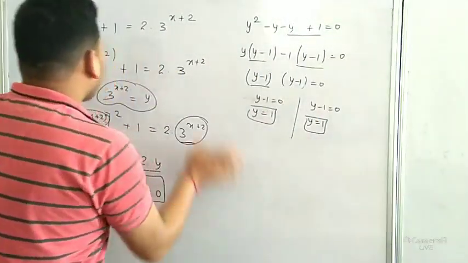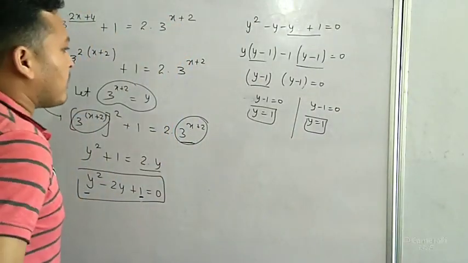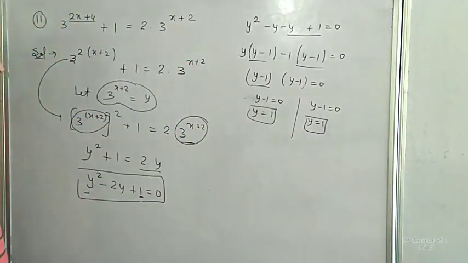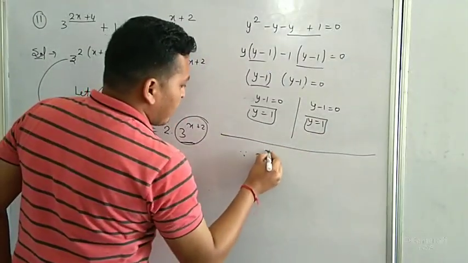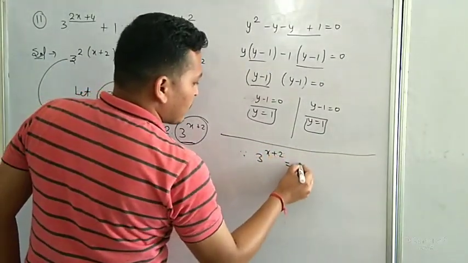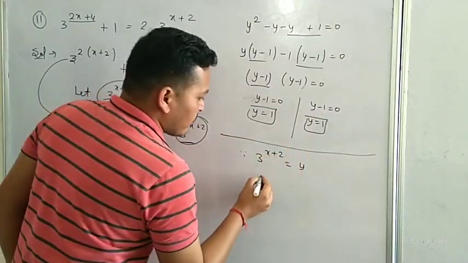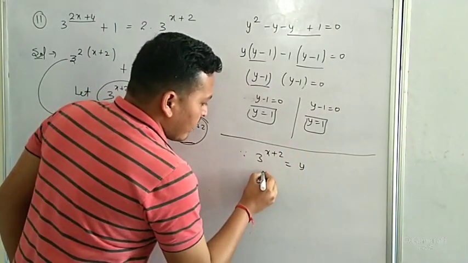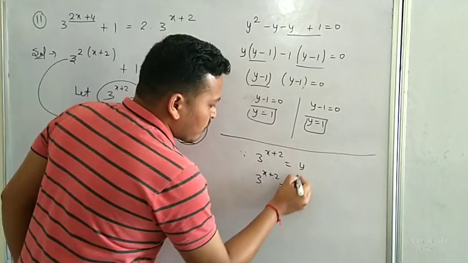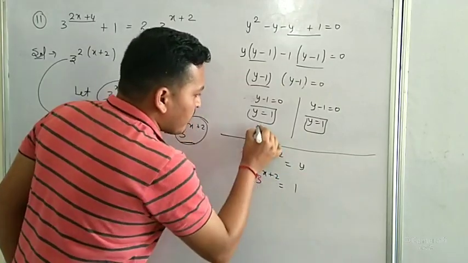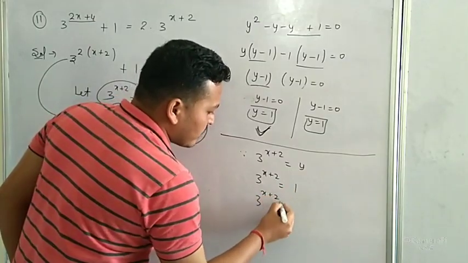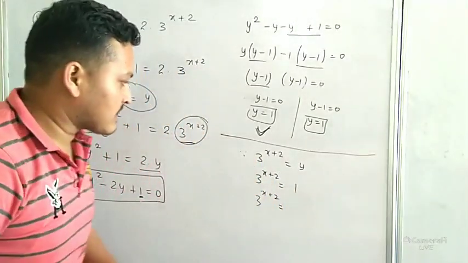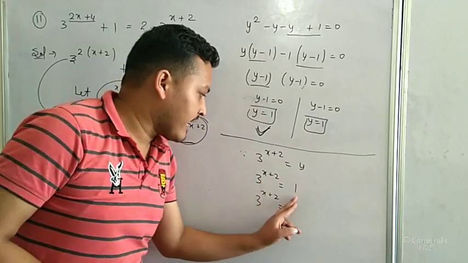But our question is to find the value of x. We have to find the value of x. So how can we find the value of x? Now, what we let in the starting, since 3 to the power x plus 2 is equal to y, substitute the value of y. So 3 to the power x plus 2 is equal to y, which is 1. On taking this part, y is equal to 1. So 3 to the power x plus 2 is equal to 1. Now we have to make the same base, but left hand side is 3, right hand side is 1.